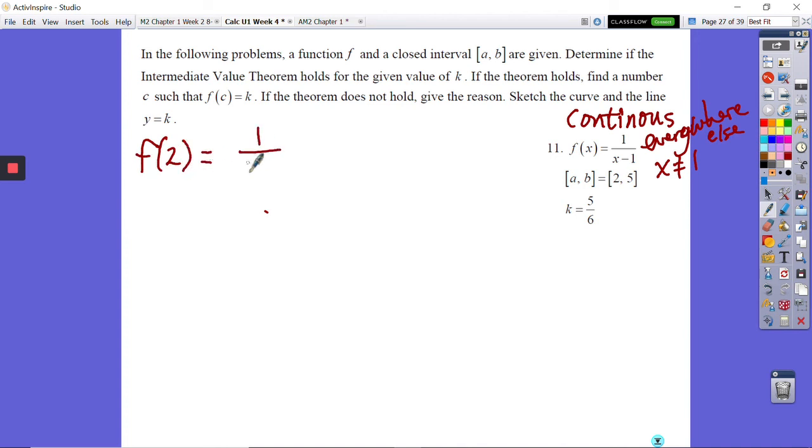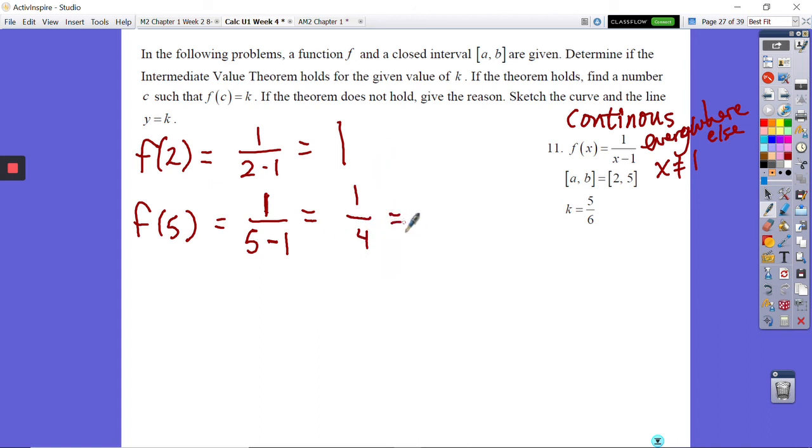f of 2 is 1 over 2 minus 1, which is 1. f of 5 is 1 over 5 minus 1, which is 1/4. So that's 0.25. So from 0.25 to 1 is my interval. And 5/6 is less than 1, but definitely bigger than 1/4. So this is in the interval. So the IVT applies.